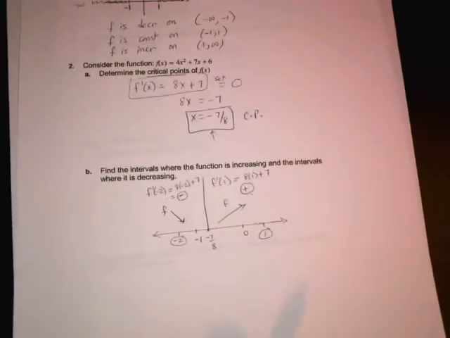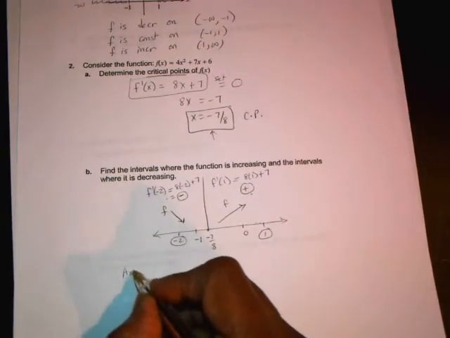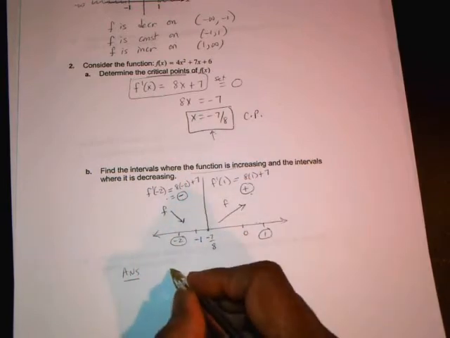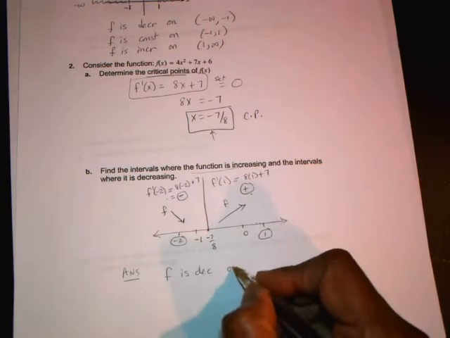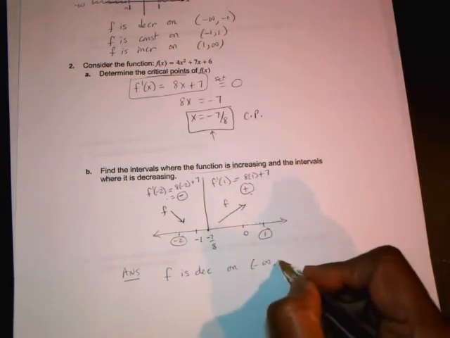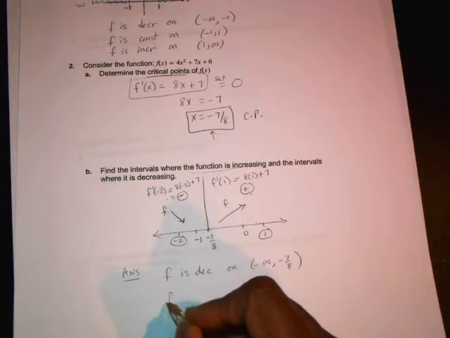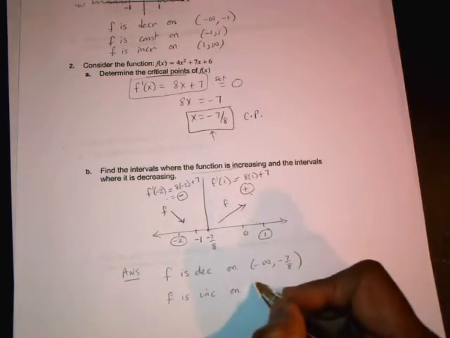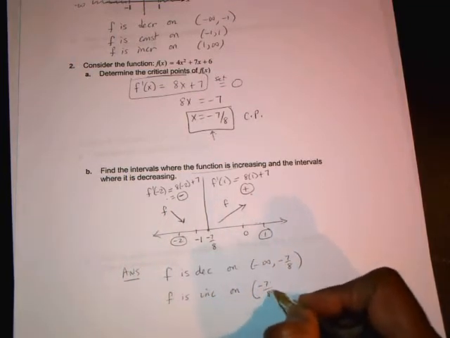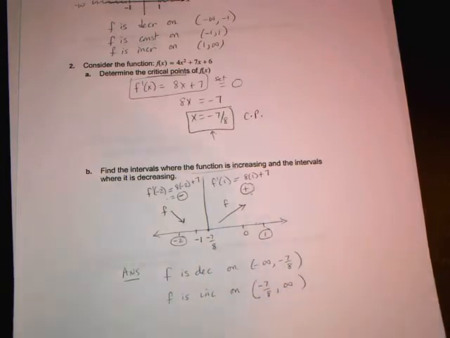So the final result, answering the question, would be: f is decreasing, going from left to right, on the interval from negative infinity to negative 7/8, and f is increasing on the interval from negative 7/8 to infinity. So I hope that makes sense.